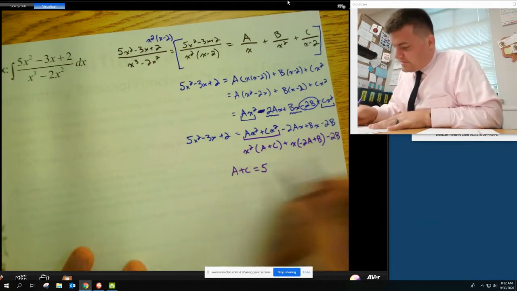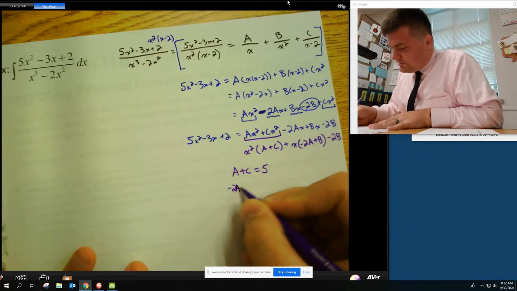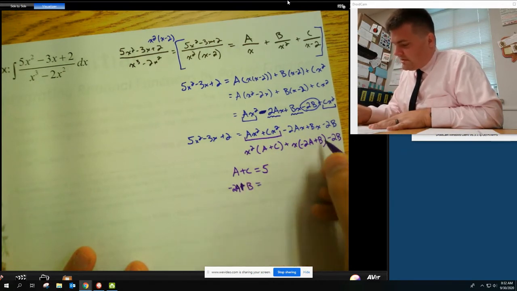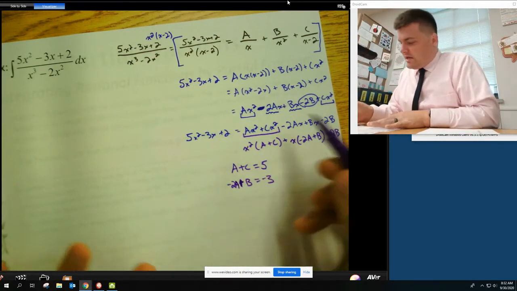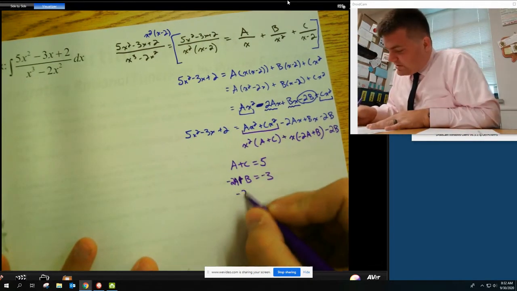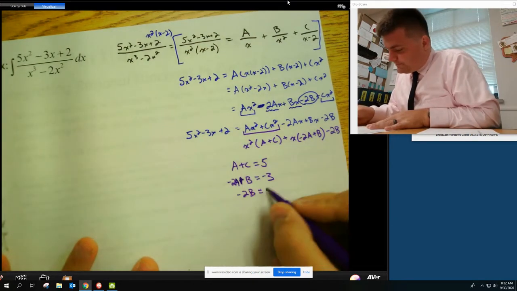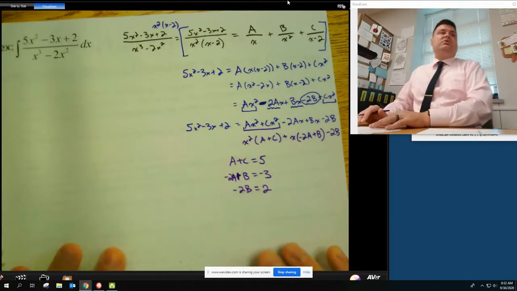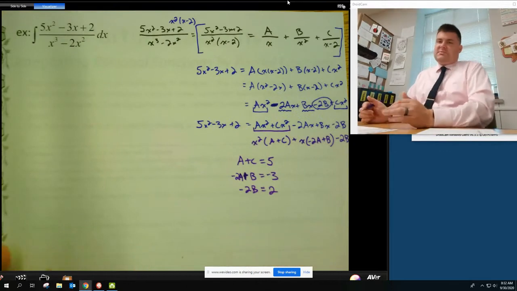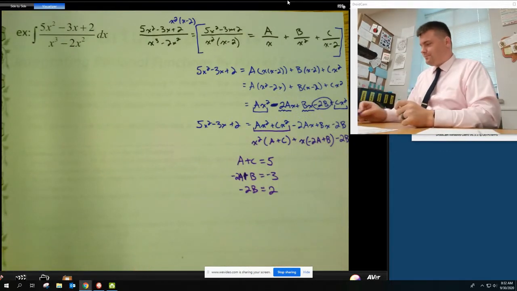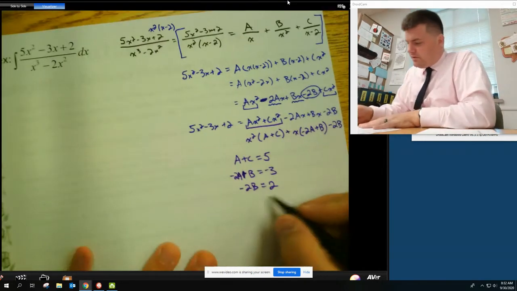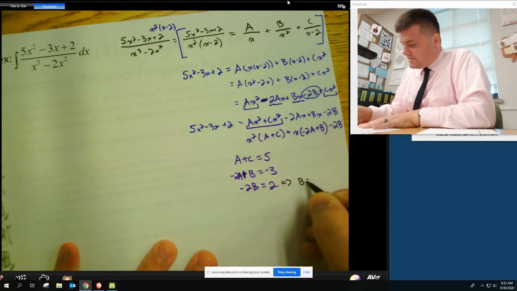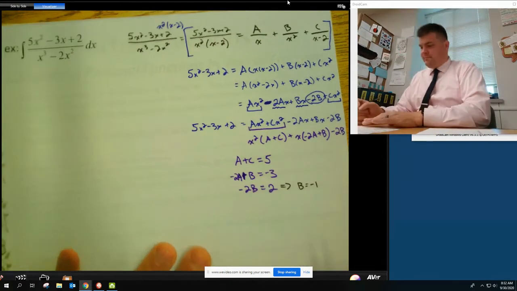Negative 2a plus b has to equal negative 3. Okay? And this negative 2b has to equal 2. And usually it'll be set up in a way where you could just use substitution. So in this case, we have a slam dunk here. Well, this is going to tell us that b is indeed equal to negative 1.